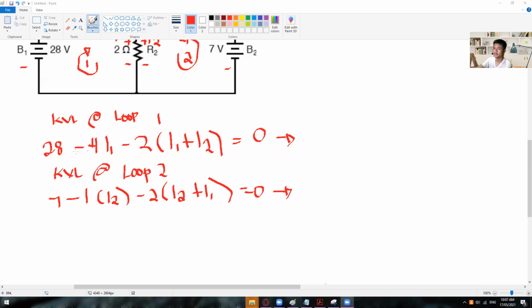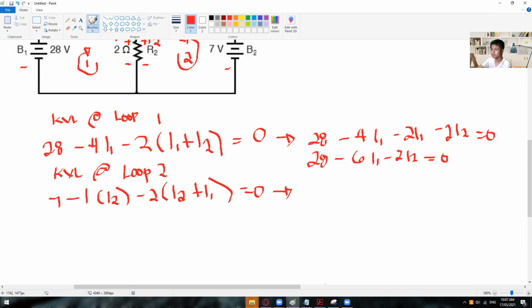So from here, we can simplify this a little more by distributing this 2 to our I sub 1 and I sub 2. So 28 minus 4 I sub 1, minus 2 I sub 1 minus 2 I sub 2 is equal to 0. Combining the I1 terms, we have negative 6 I sub 1 and negative 2 I sub 2 is equal to 0, and this is 28. So that's it for equation number 1 for loop 1.